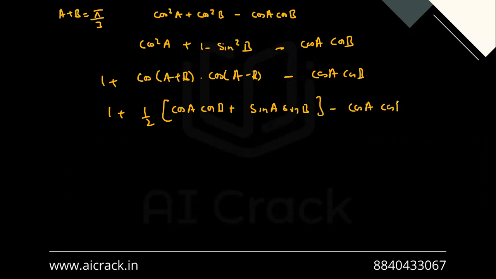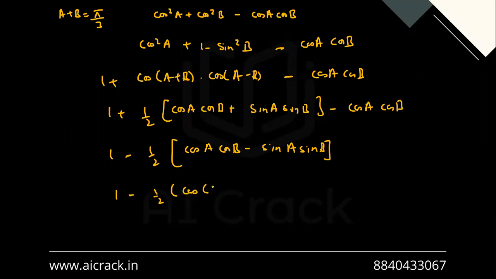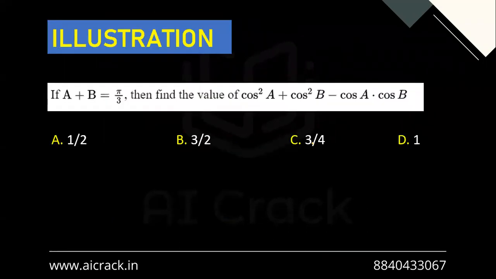Now again, that is favorable, because I'll plug it in over here. That will give me 1 minus 1 by 2 times cos A cos B minus sin A sin B, right? I've taken that minus extra out, that's why there's a minus over here. So that will become 1 minus 1 by 2 times cos of A plus B. So that becomes 1 minus 1 by 2 dot 1 by 2. This is 3 by 4. So 3 by 4 is the correct answer.